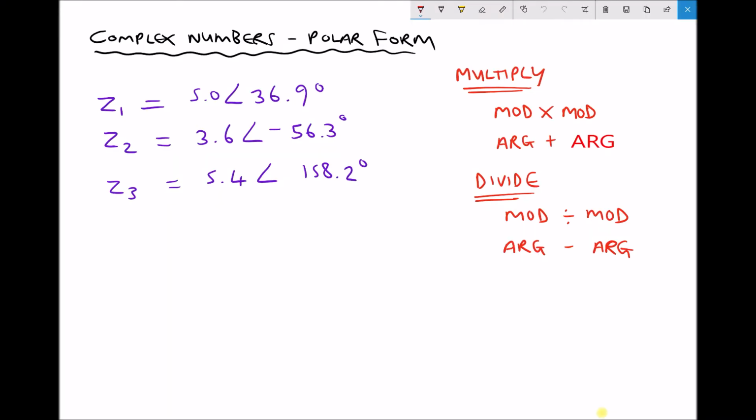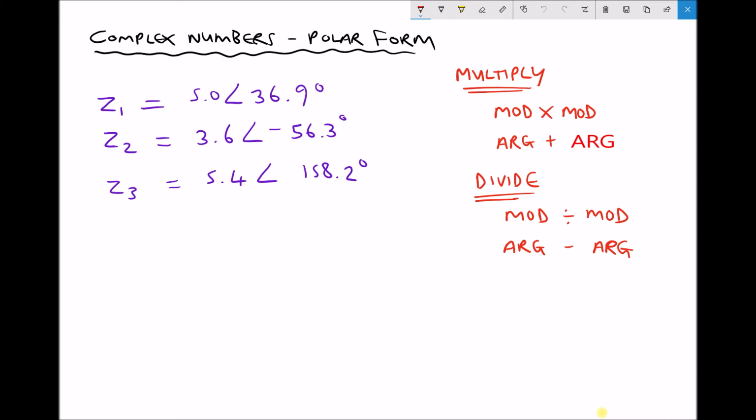Now that we're able to convert complex numbers from Cartesian form into polar form, we can look at some of the advantages of doing so. On the right hand side I've made a couple of notes regarding the multiplication of two complex numbers in polar form and the division of two complex numbers in polar form.